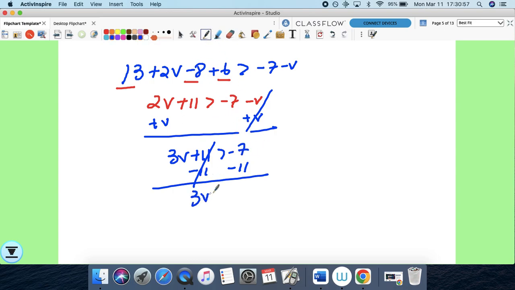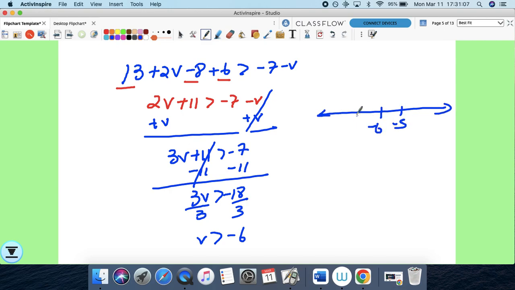So I get 3v greater than negative 18, divide both sides by 3, and v has to be a number greater than negative 6. So my solution, here's negative 6, here's negative 5, here's negative 8. Don't shade and pick any number on that solution. Sorry, on the previous one I forgot to check, so I'm going to do a check. I'll take my original equation, and I'm going to pick, and notice that 0 is over here, right? 0 is part of my solution. I'm going to pick 0. You can pick 0. I highly suggest you pick 0.